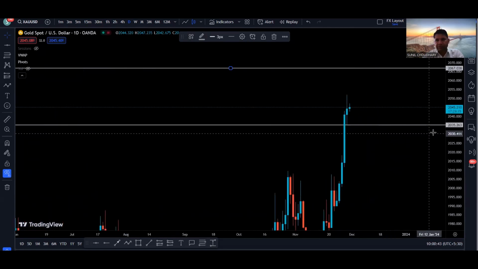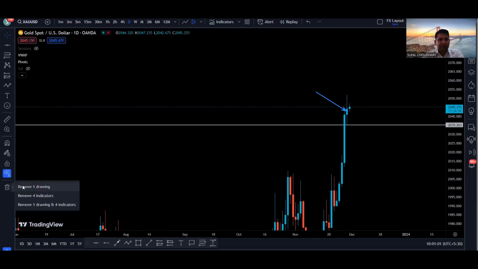But also we can see that the last daily candle closed bullish with rejections on the upside and the downside, right? This is on the daily time frame.